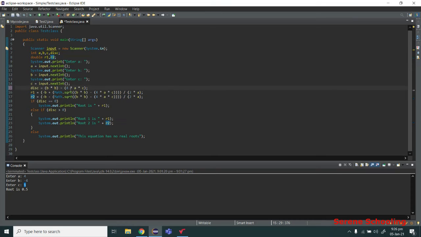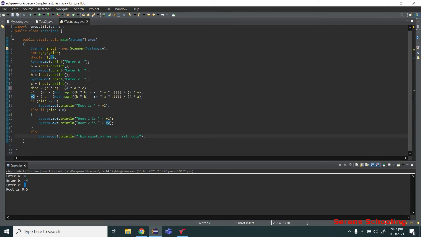Now we have calculated the roots. The next step is to print the roots. In the first case, if the discriminant is 0, then both of its roots will be equal. You can print either R1 or R2, both will be equal. Else, if the discriminant is greater than 0, in that case we need to print both of its roots as they will always be different.